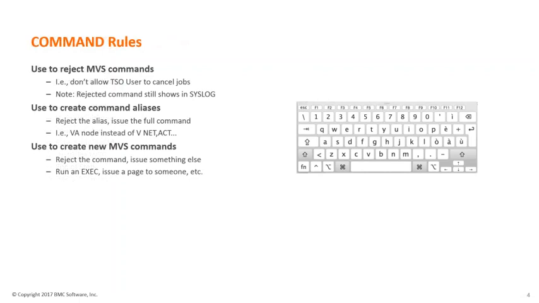So let's take a closer look at command rules. Command rules are typically used to reject MVS commands, meaning you may not want to let a TSO user cancel jobs. We can reject those if you'd like, or what you may want to do is change the command into something else. So you can build prefixes for your commands. In this example, instead of typing V space NET comma ACT, we can abbreviate it to VA, have a rule out there to intercept the VA command, and then translate it to the V NET,ACT command.